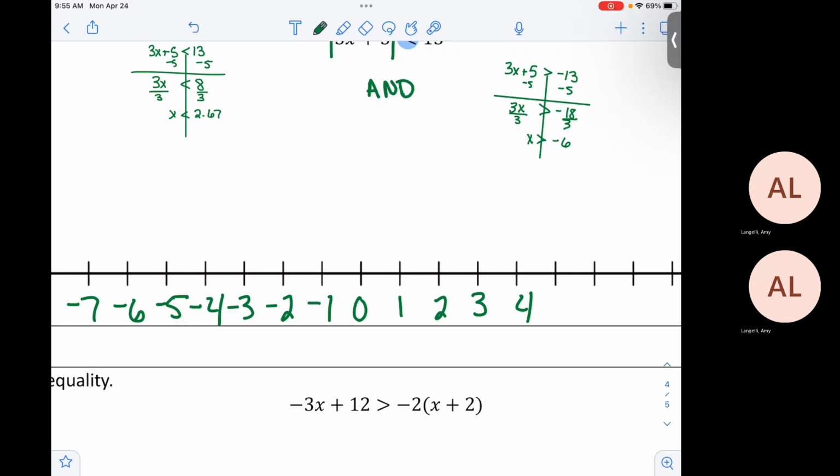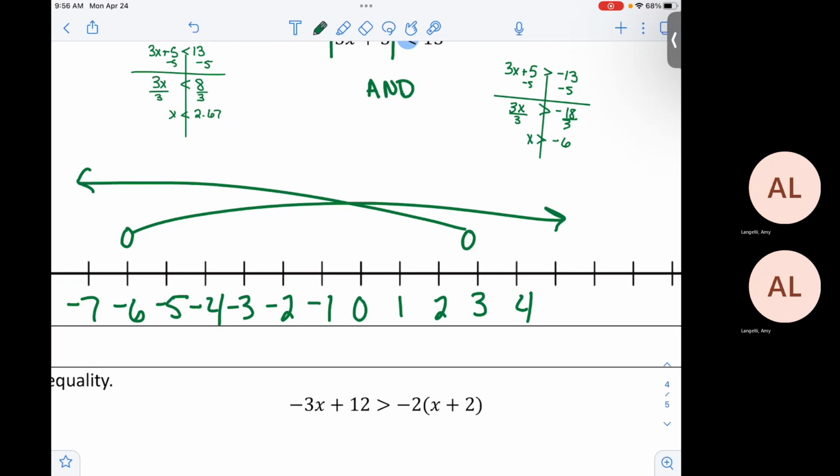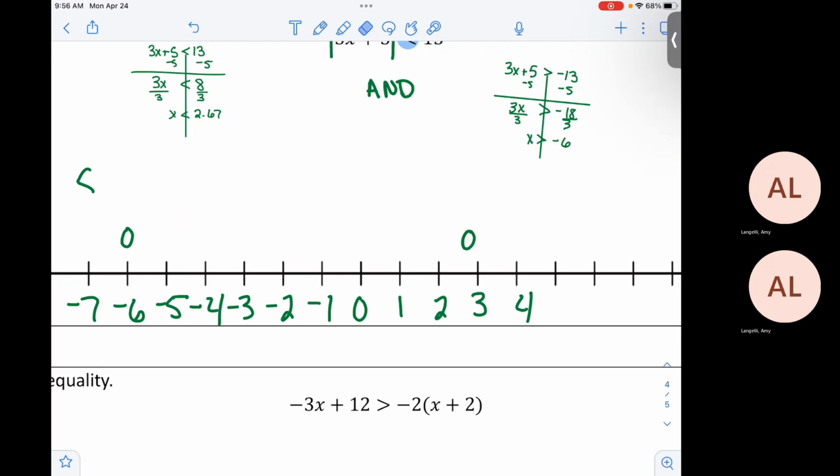Open or closed? Open. So 2.67 is like here-ish, and the -6 is here. 2.67, which way does it run? To the left. Which way does the -6 go? Are we looking for overlap or not overlap? We are looking for overlap, an and problem. So that's just going to be connected here to here. They are going to have a darkened graph.